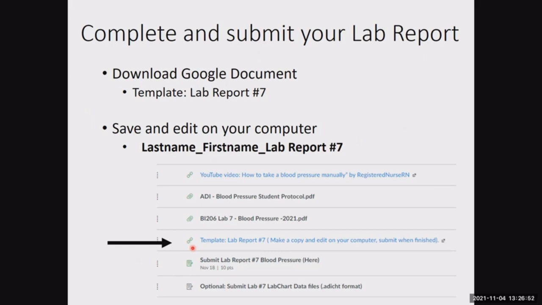Again, asking you to use the naming convention so that if we have to download these, we don't have to rename them and try to figure out who it is that submitted that report.